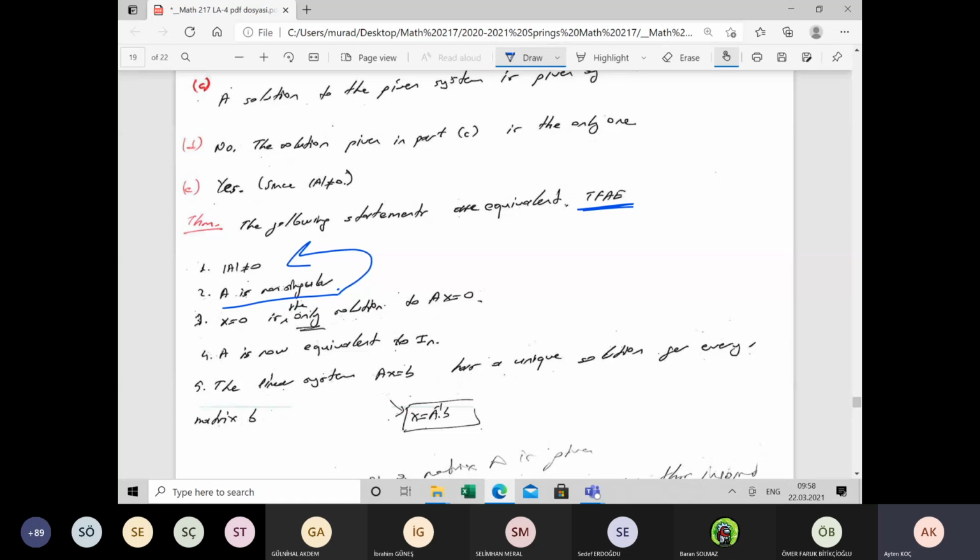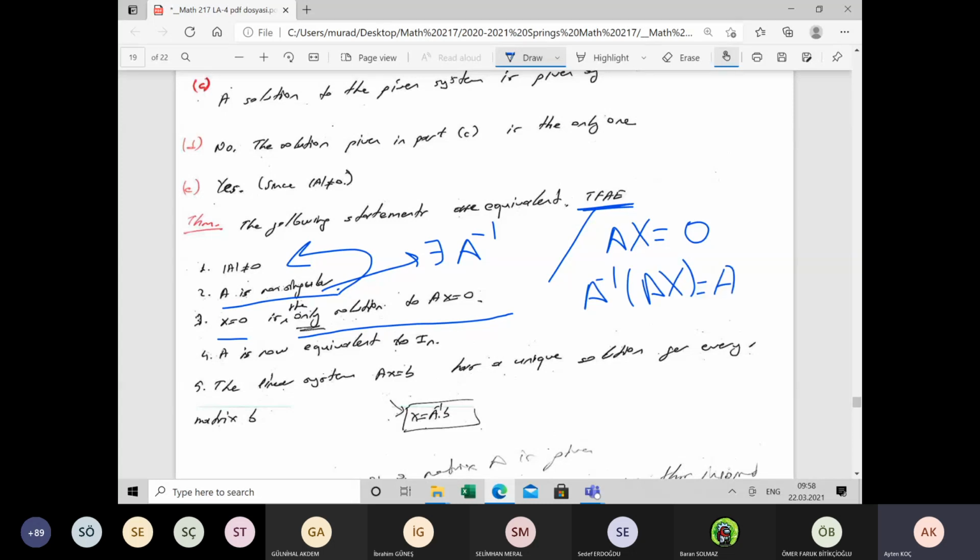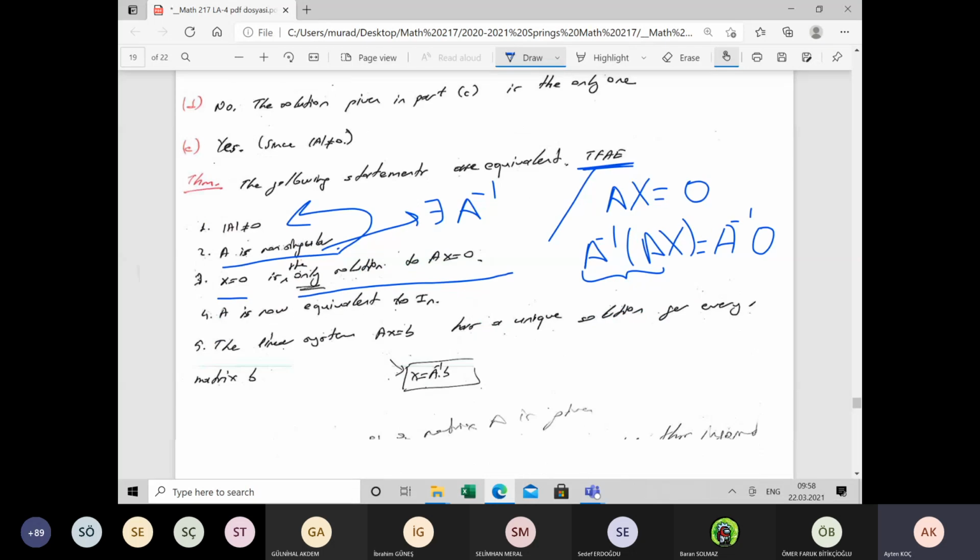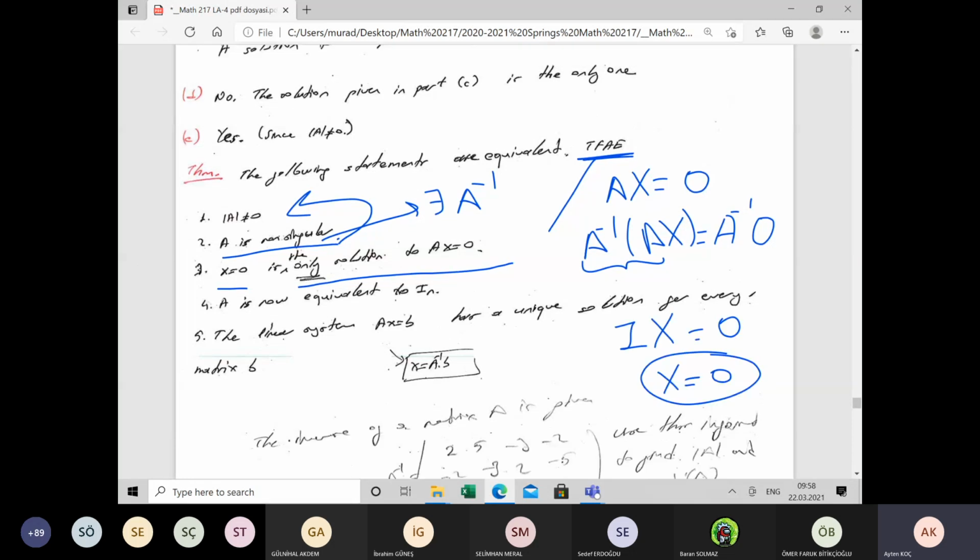We know this one. Also, A is non-singular and invertible, so X equals zero is the only solution of AX = 0. What's the reason? If AX is zero and A is invertible, there exists the inverse. Multiply by the inverse, and this gives the identity matrix, and this side gives zero. So X is zero. We obtain only the trivial solution. So if A is non-singular, X equals zero is the only solution of the homogeneous system.